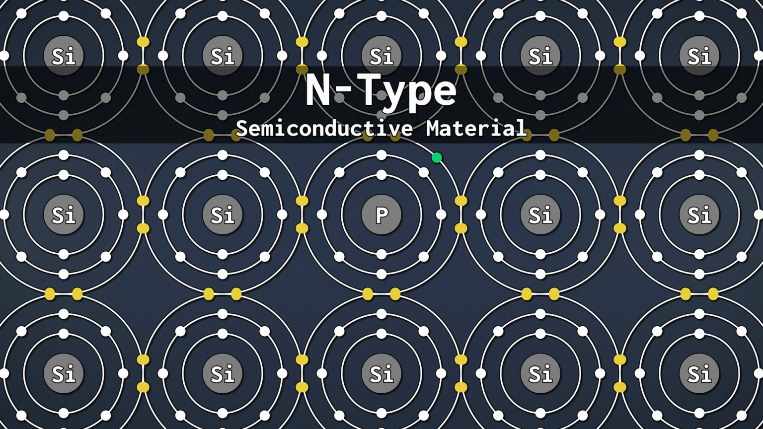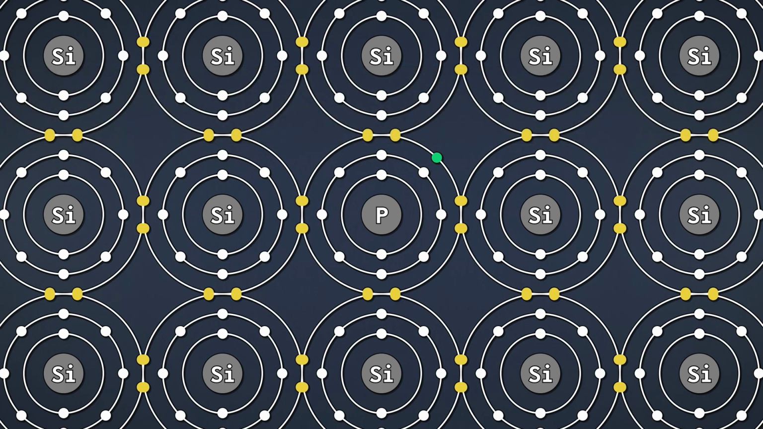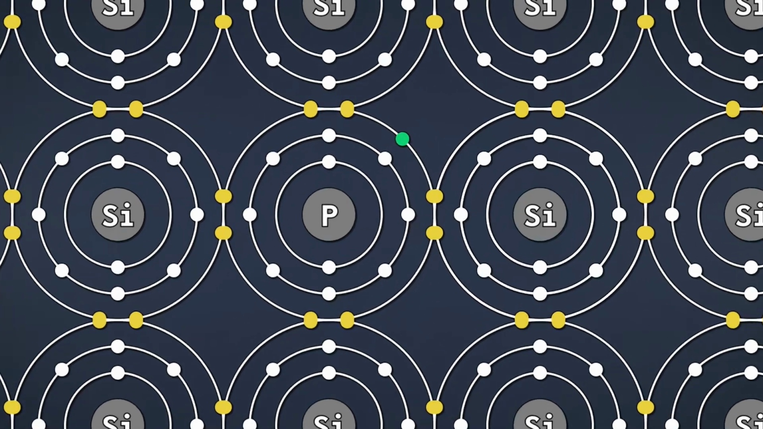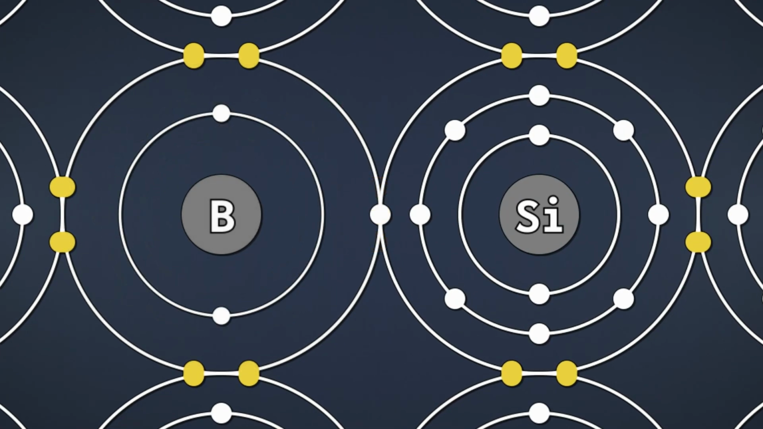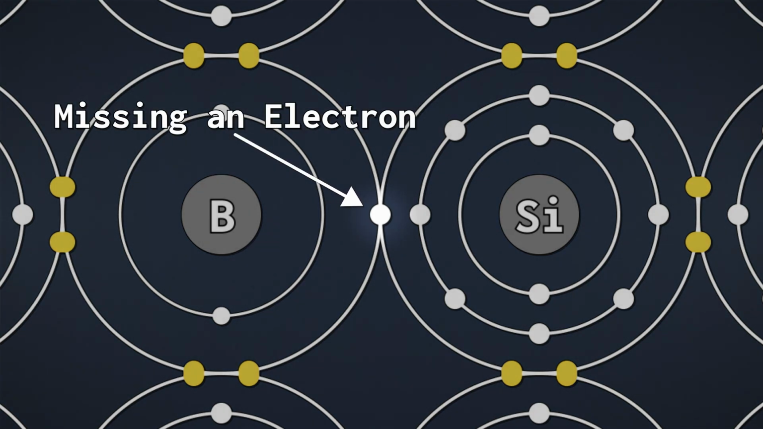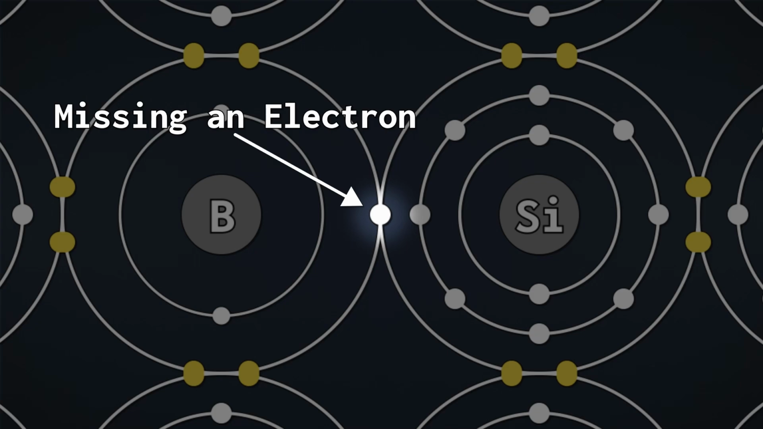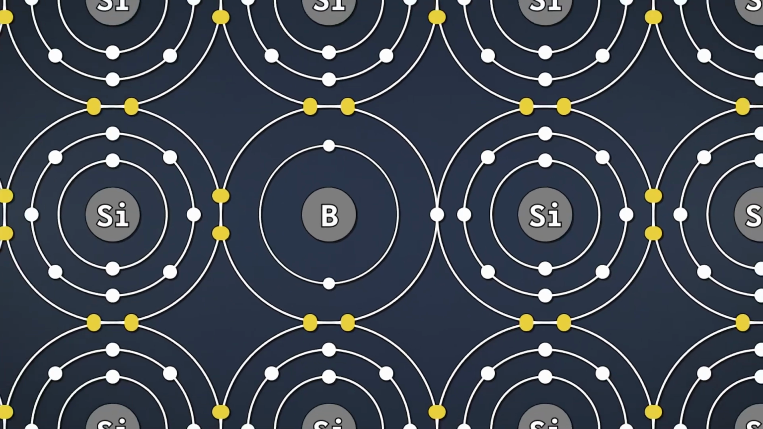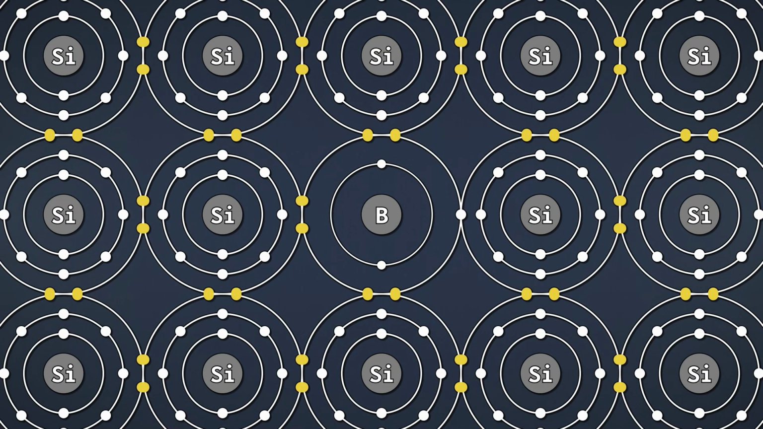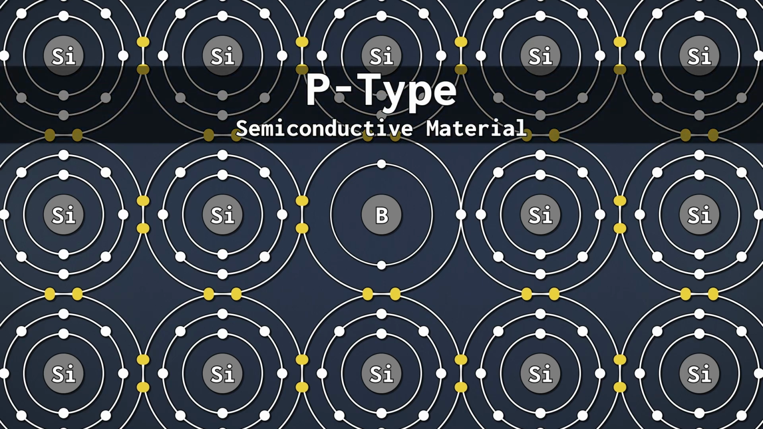Now what if instead of phosphorus we introduce a different element? Let's take boron, which has only 3 valence electrons. This time, there aren't enough electrons to form all 4 bonds. We are essentially missing an electron over here, which means there is a hole that wants to be filled. Electrons may fill this hole, causing another hole to open up elsewhere. Effectively, this means our holes can move just like electrons can. This type of material is called a p-type semiconductor.